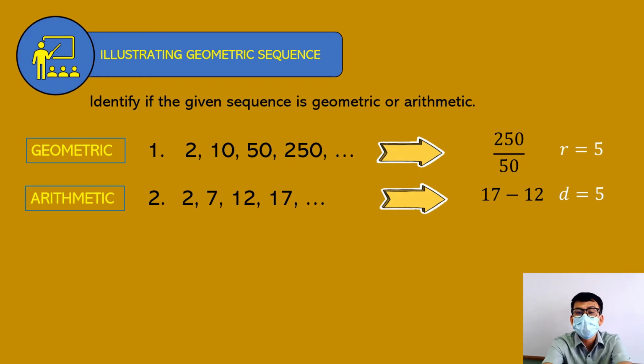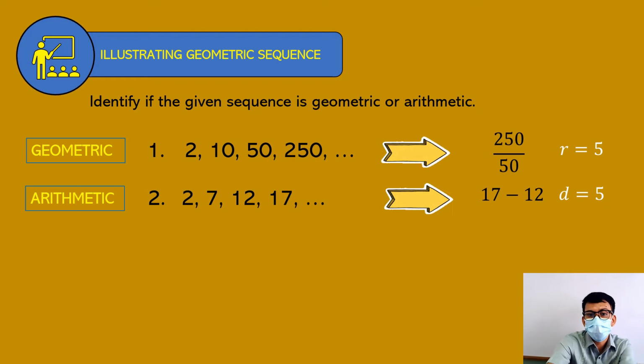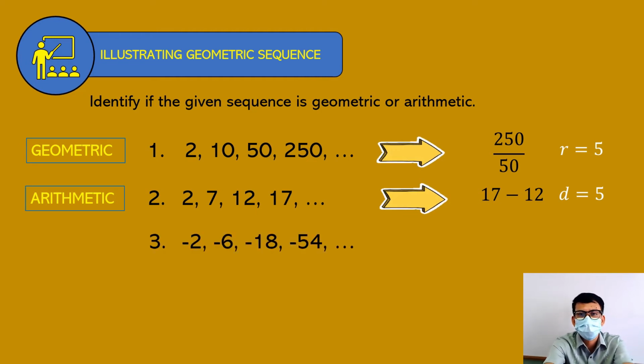Okay, let's try to check if it is also a geometric sequence. So we will divide 7 by 2, that is 3.5. 12 divided by 7, that is 1 point something. So they are not common, so we cannot say that. So we can conclude that this number 2 sequence is not a geometric sequence.